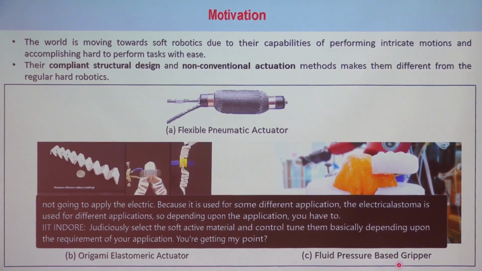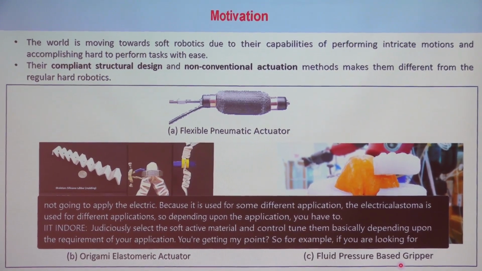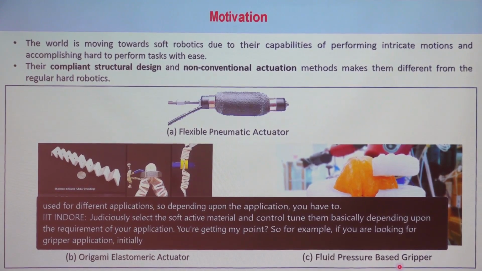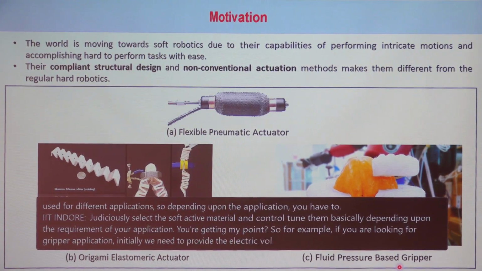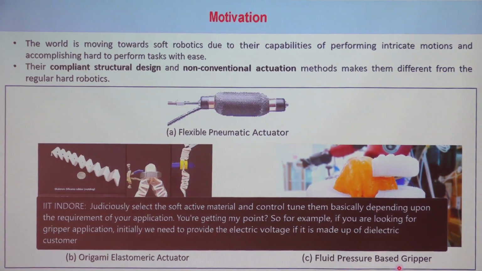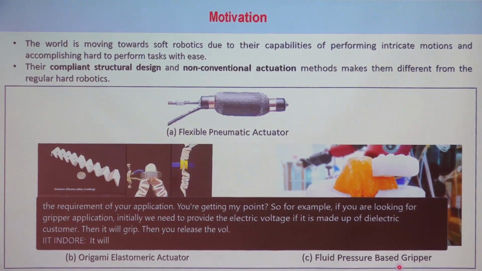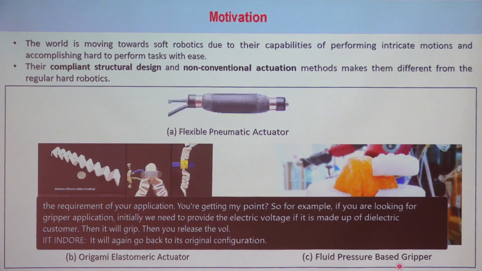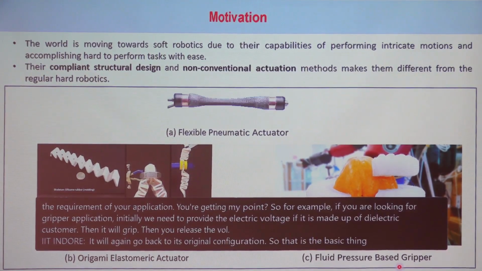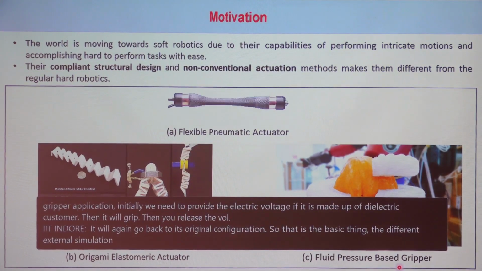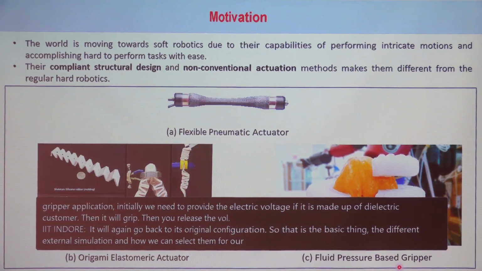For example, if you are looking for a gripper application, initially we need to provide the electric voltage if it is made up of dielectric elastomer, then it will grip. When you release the voltage, it will again go back to its original configuration. So that is the basic thing, the different external stimulations and how we can select them for our application. Okay.